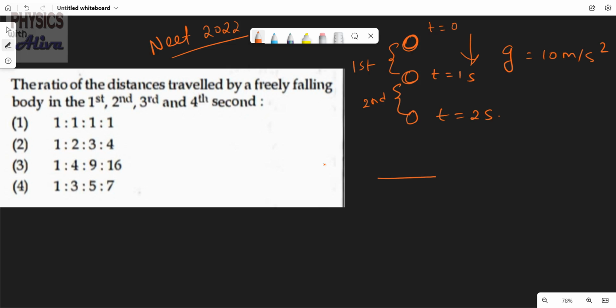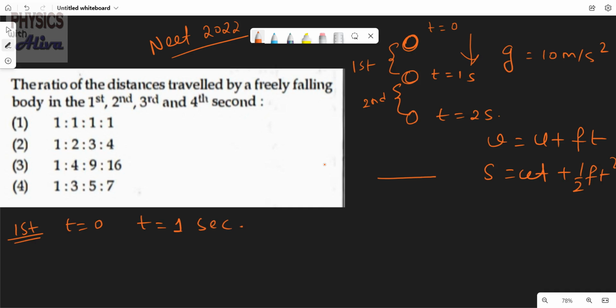We all know these formulas: V equals U plus Ft and S equals Ut plus half Ft square. So for the first second, the time starts from t equals 0 and ends at 1 second. So the time span is 1 second. So we can write V equals, and we all know for a freely falling body, the initial velocity is 0. So U equals 0.